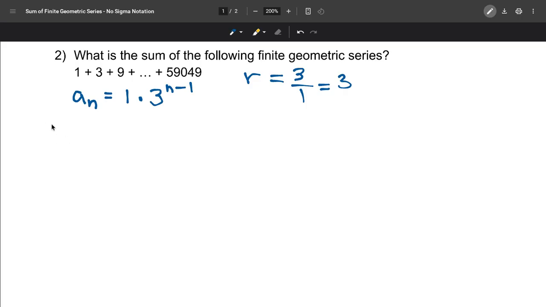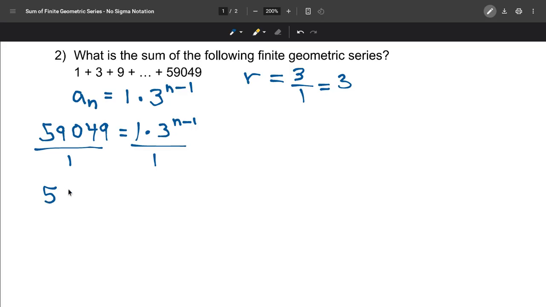We're going to replace a sub n with 59,049. That equals 1 times 3 to the n minus 1 power. We'll divide both sides by 1, and we'll get 59,049 equals 3 to the n minus 1 power, because anything divided by 1 is itself.